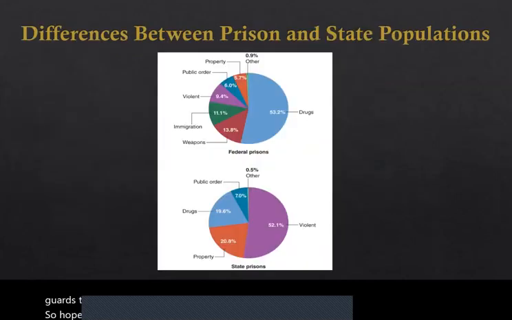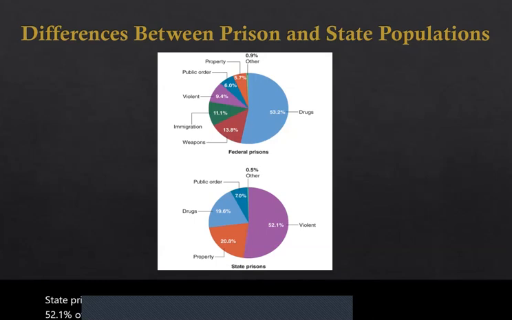Now, let's look at the difference between federal and state prison populations, right? Federal prisons: 53.2% of people in federal prison are there for drugs. State prisons: 52.1% of people are there for violent crimes.